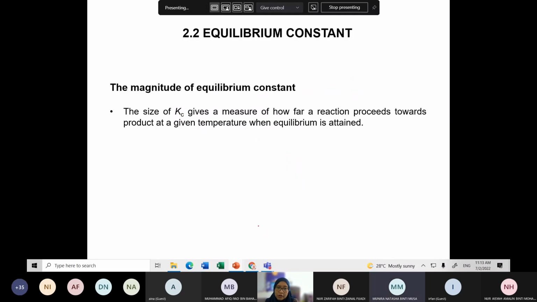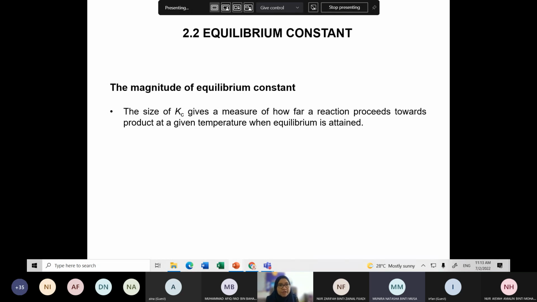Okay, alright, moving on. Any questions so far before we proceed? Okay, tak ada. Okay, let's proceed. The magnitude of equilibrium constant. Okay, so how do we translate ataupun how do we explain from the value of Kc? What does the value of Kc means? You ada value tadi kan, 50.0. What does that mean? Apa maksudnya 50?